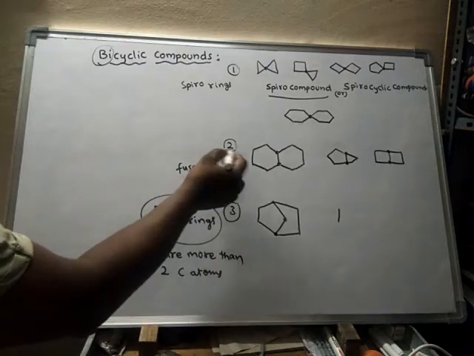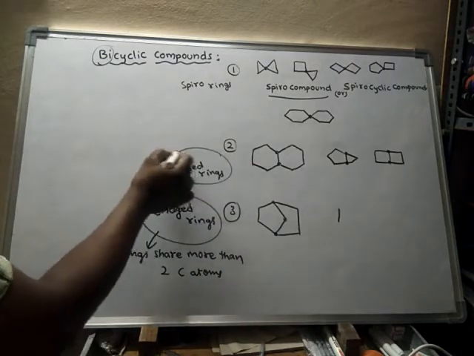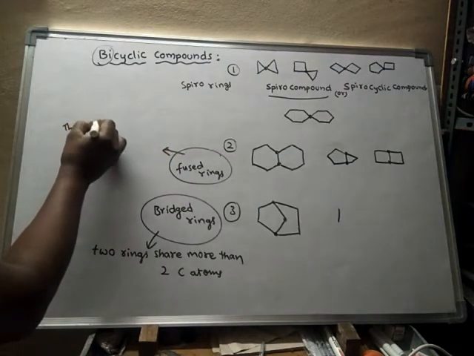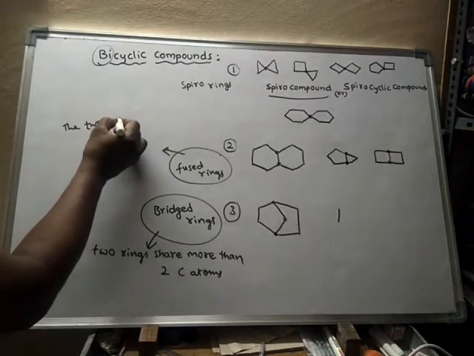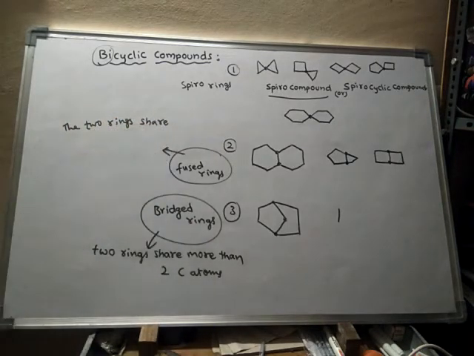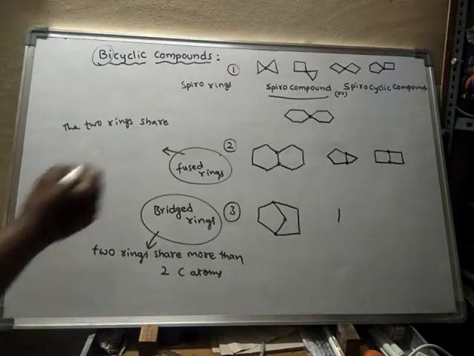In fused rings, the two rings share the fused ring system. Here the two rings share two carbon atoms only.